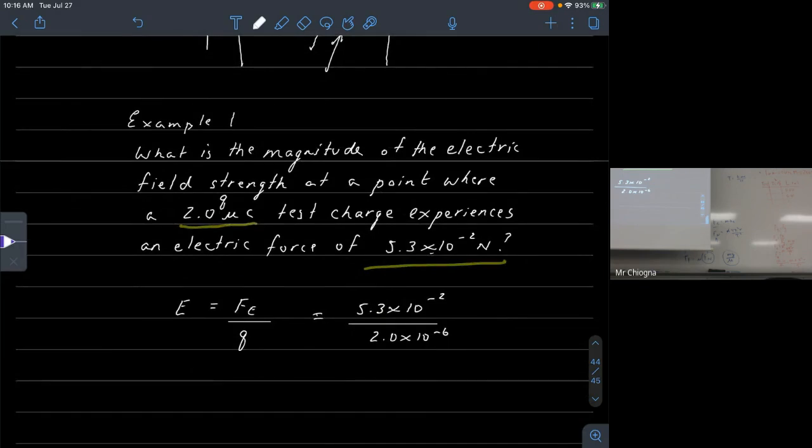How did I know this was the small q? It says the charge experiences a force. It's the charge that's experiencing the force that is the small q. It experiences the force. It's not the cause of the force. That's what the small q means.